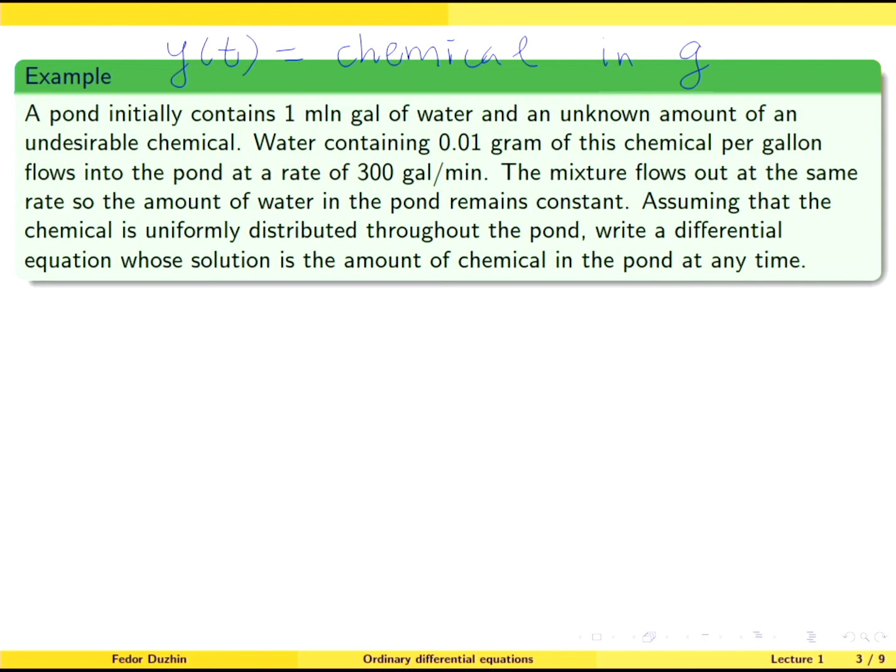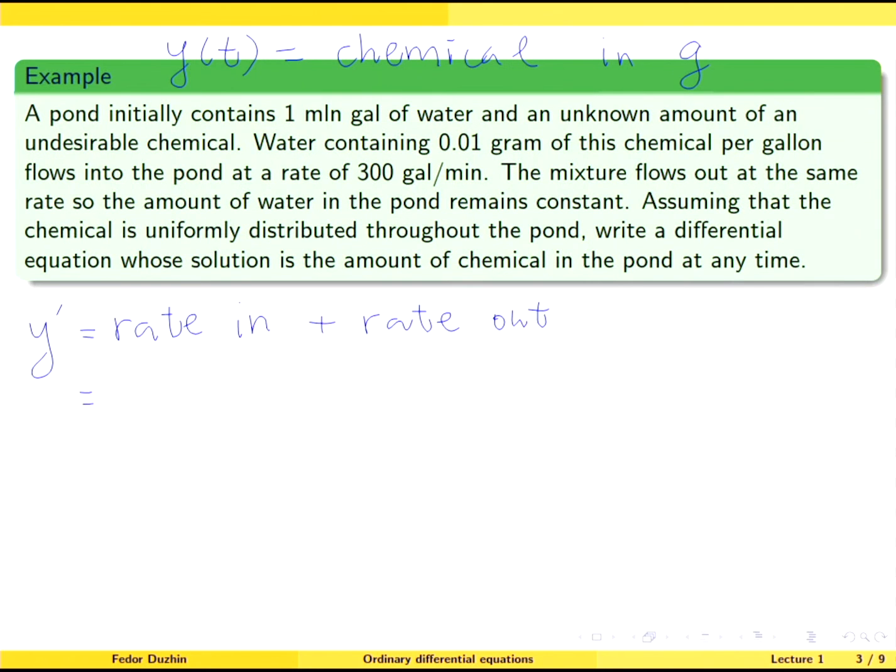So let's write down. A differential equation means that we should really work with y prime. So y prime is the rate of change of this undesirable chemical. So the rate of change adds from two components. So the rate in, so how much of that chemical flows in, plus rate out. So how much of that chemical flows out.